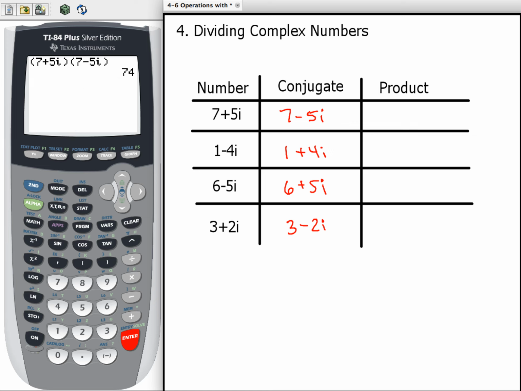Like, what's up with that? So those two products, I end up with just plain old 74. Well, how did that happen? So let's do this out the long way. 7 plus 5i times 7 minus 5i.